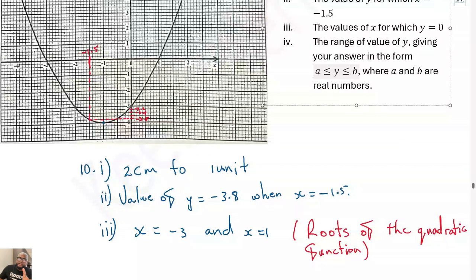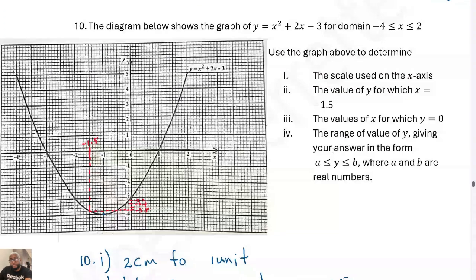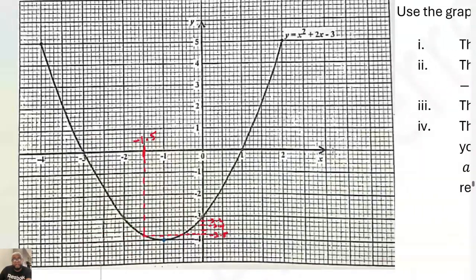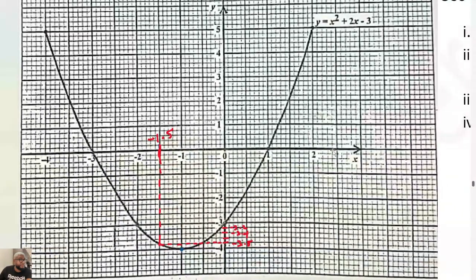Right, last part. CXC is asking for the range of values of y, giving your answer in the form a less than or equal to y less than or equal to b, where a and b are real numbers, right? So let me explain what I mean by the range of values of y. Your domain would be your x values and the range would be your y values, right? So I want to know what are the y values that cover this curve. Meaning, what is the lowest y value and what is the highest y value?